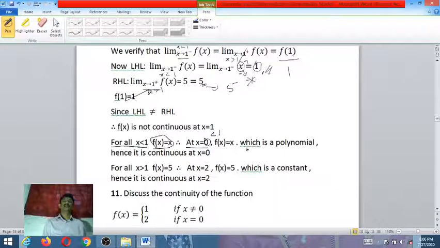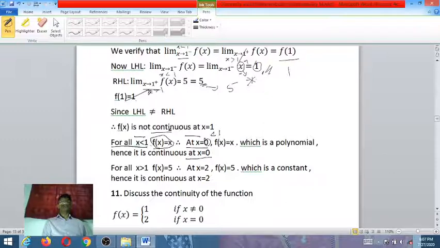What is x here? x is a polynomial. Hence it is continuous at x equals 0. Every polynomial function is continuous. We already proved this result. Therefore, we see that for all x less than 1, f of x is x. At x equals 0, it is clearly f of x is x, which is a polynomial, hence it is continuous.